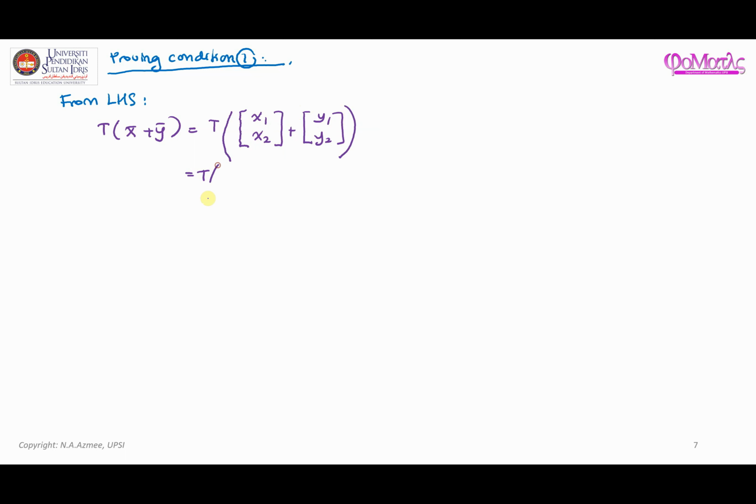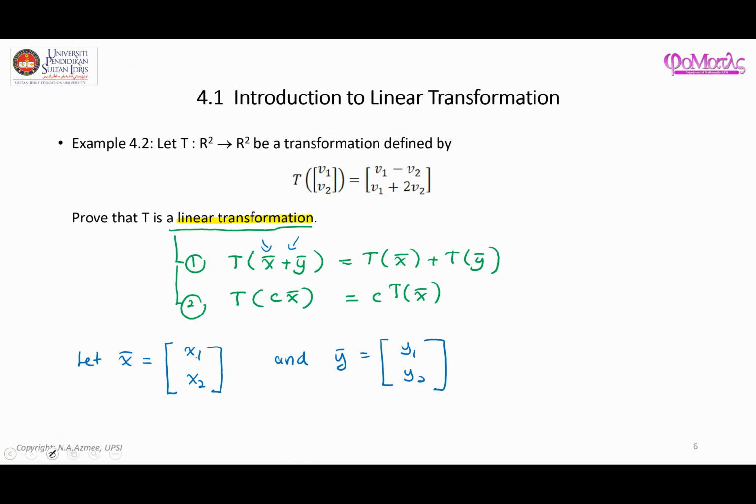So it will be T of x1 plus y1, x2 plus y2. And I'm just going to give a bit of notation here. So I'm just going to say that this is a little note, okay? So this is just V1 and this is V2. And I'm just going to follow this idea. So V1, V2. So we know that V1 minus V2 is the rule given here.